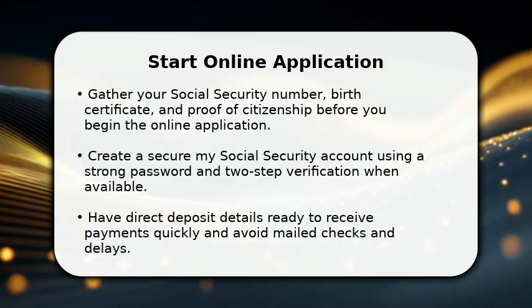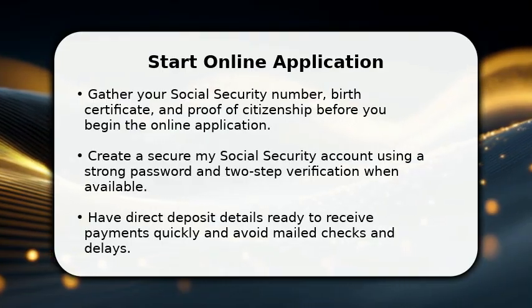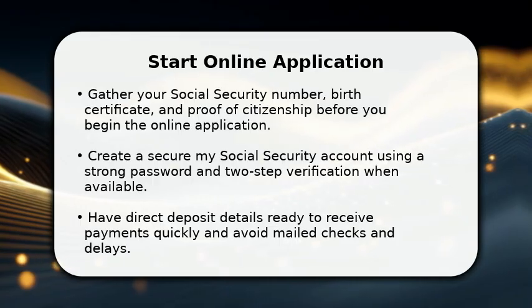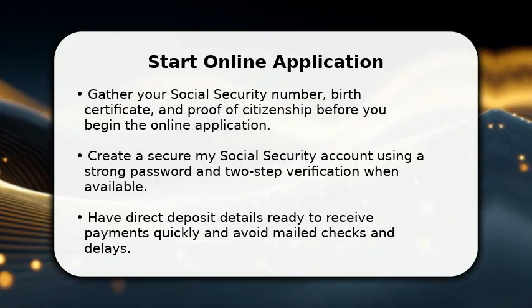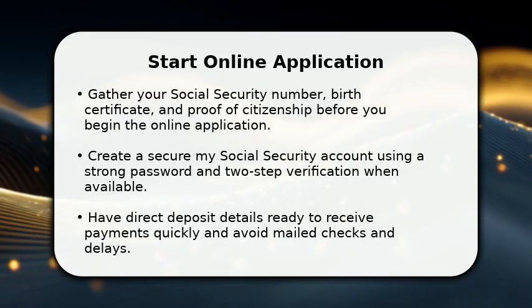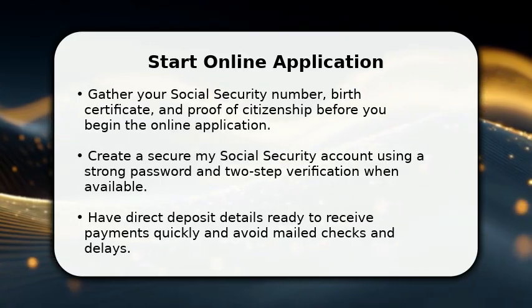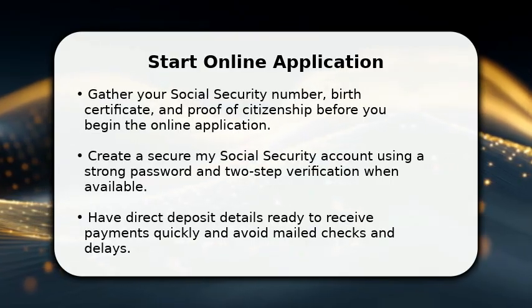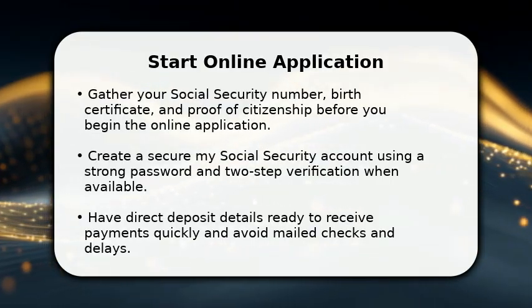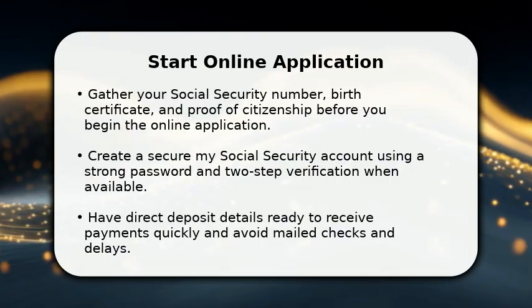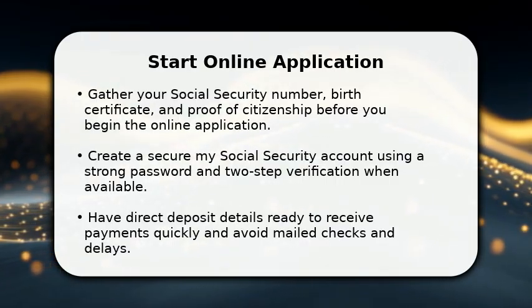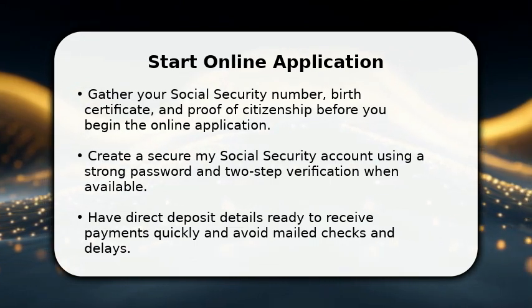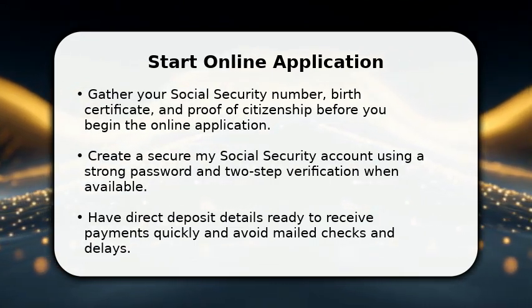In this video, I will show how to apply online for Social Security, the only way. Begin by creating a My Social Security account and verifying your identity with photo ID and documents. Next, complete the online application step by step, entering personal details, work history, and beneficiary information accurately. Upload digital copies of required documents and review every page for errors. Submit the application and save confirmation details for future tracking and follow up.